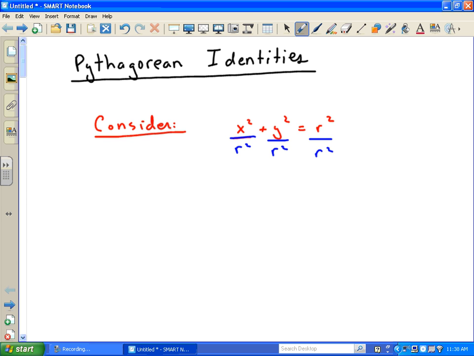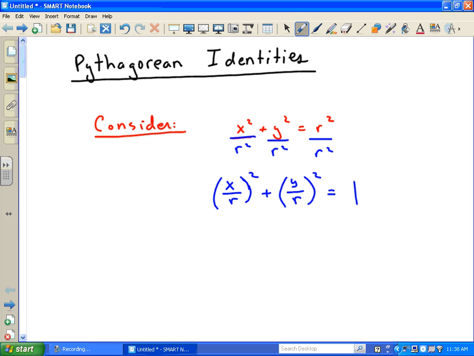Now, what that does for me is it creates three different ratios. For the first ratio, I have x squared divided by r squared. Because both of them are squared, I can rewrite that as x divided by r, quantity squared. The same thing for the second term. Both the y and the r are squared, so I can separate it and say this is the same thing as y over r squared. On the right-hand side, r squared over r squared simplifies to 1.